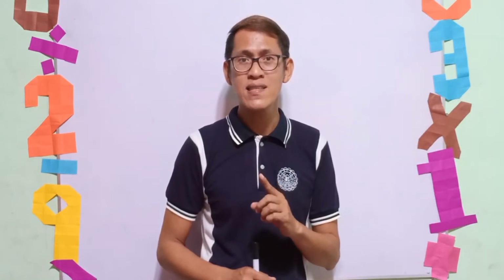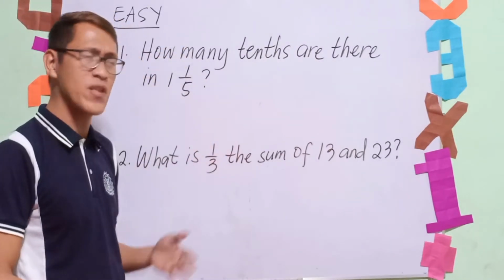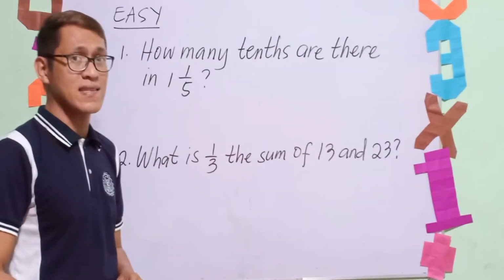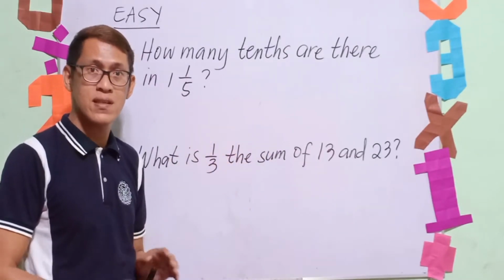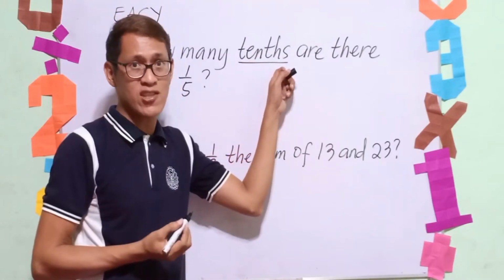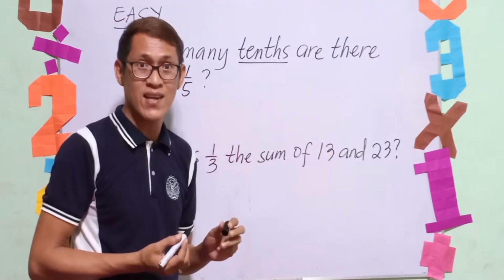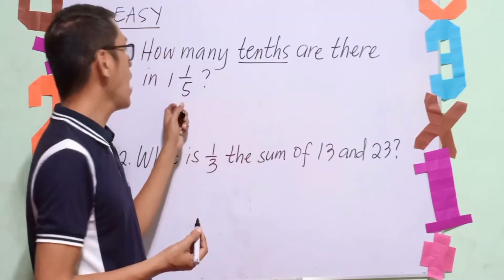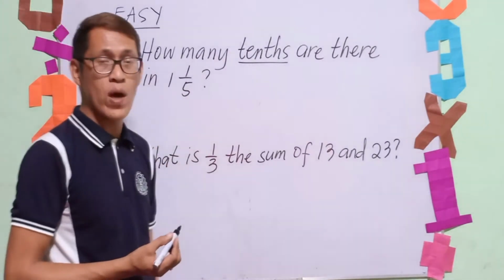Are you ready, kids? Now let's start with the easy questions. Let's have number 1. How many tenths are there in 1 and 1/5? Remember, the tenths here is with THS, so it means 1/10. Okay? So how many tenths again are there in 1 and 1/5?